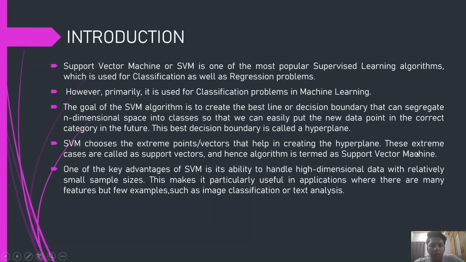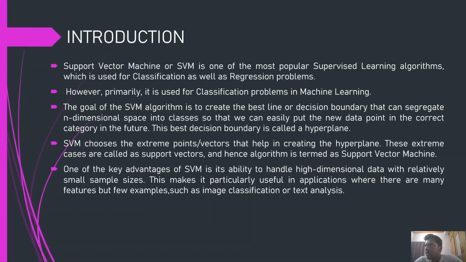So support vector machine or SVM is one of the most popular supervised learning algorithms which is used for classification as well as regression problems. Primarily it is used for classification problems in machine learning, and the goal of the SVM algorithm is to create the best line or decision boundary that can segregate n-dimensional space into classes so that we can easily put the new data point in the correct category in the future. This best decision boundary is called the hyperplane.